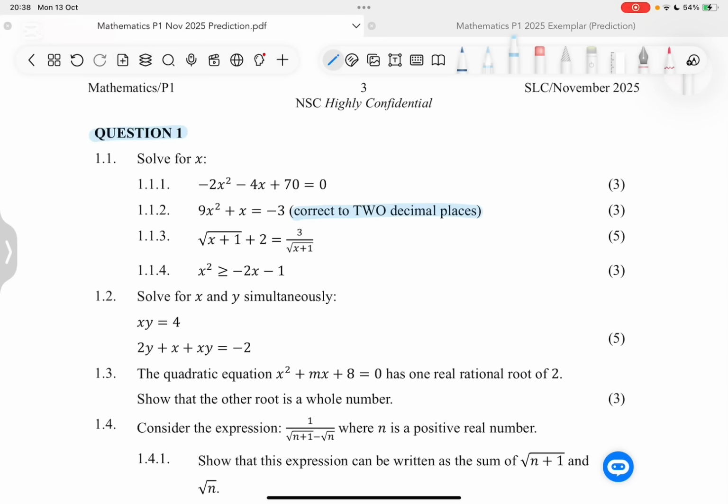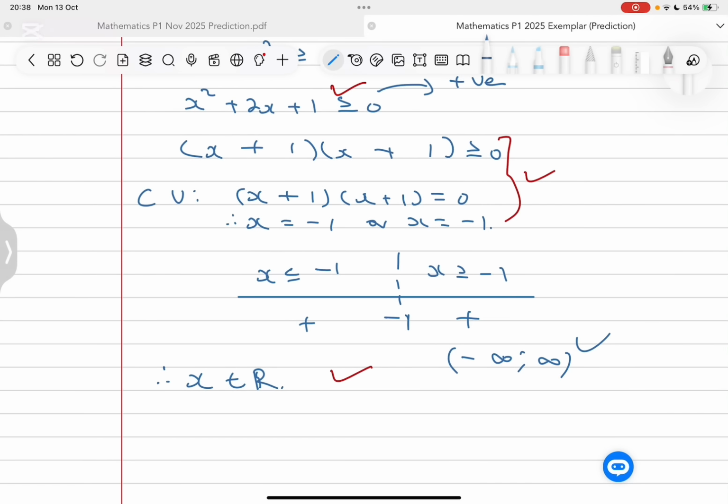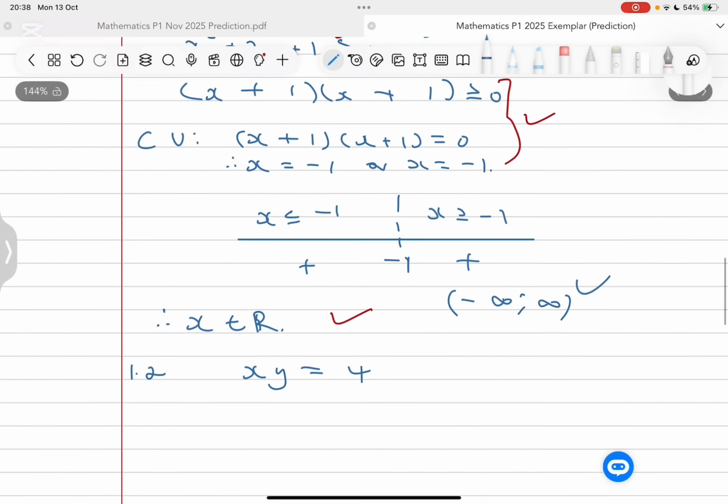The other question that is always guaranteed to be in your exam would be a simultaneous equation. As you can see here in question 1.2, they say here solve for x and y simultaneously. And we are given these two equations here. We are given that x times y, the product of x and y, is actually equals to 4.